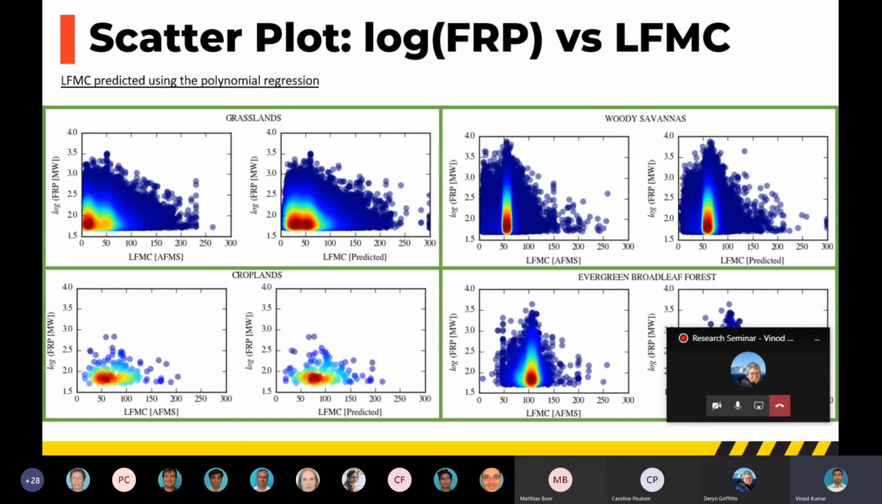So there are more data points where the color is red, and fewer data points where there are blue colors. You could see that, for example, over grasslands, the predicted live fuel moisture content over-predicts the live fuel moisture content, also over crop plants. It gives a good prediction over the evergreen broadleaf forest and also the woody savannas, even though there are a few over-predictions at these sites as well.